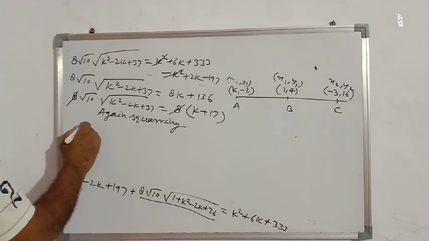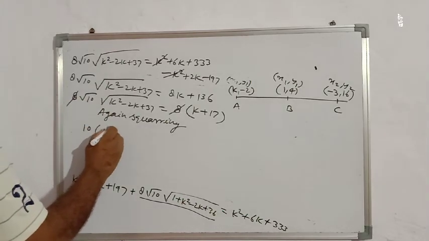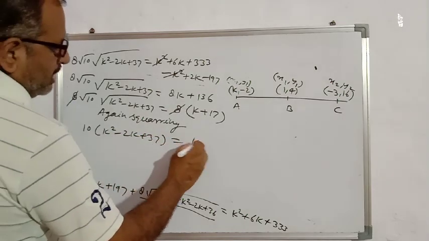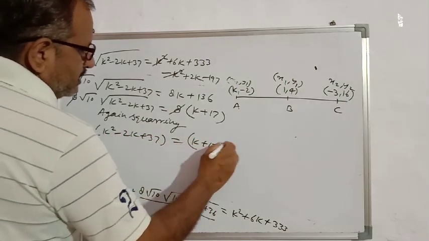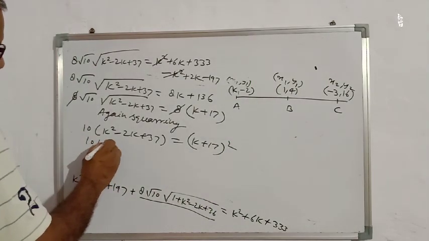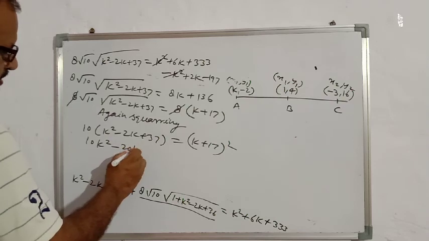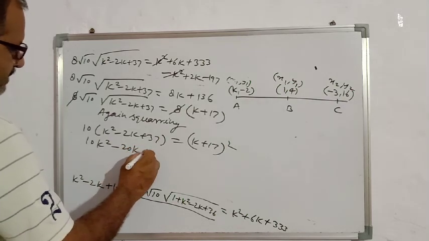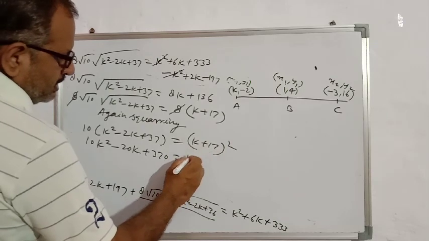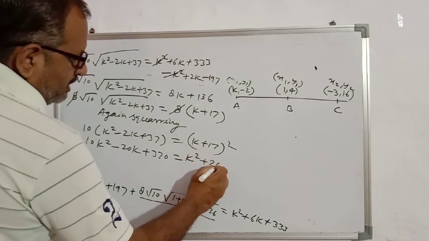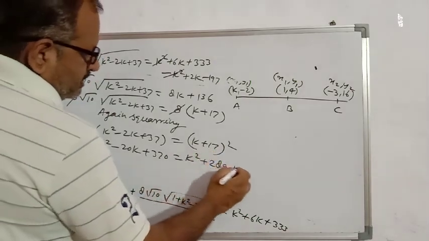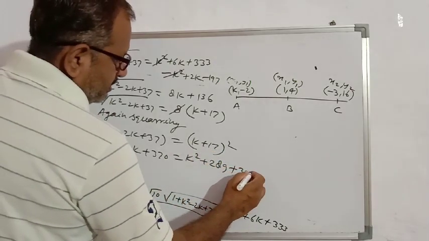So root 10 square is 10. It will be k square minus 2k plus 37, and on the other side k plus 17 whole square. Open the bracket: 10k square minus 20k plus 370. Here a plus b whole square: k square, 17 square is 289, plus 2ab, so 34k.